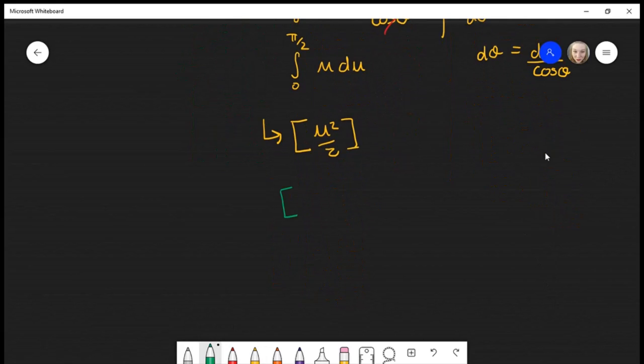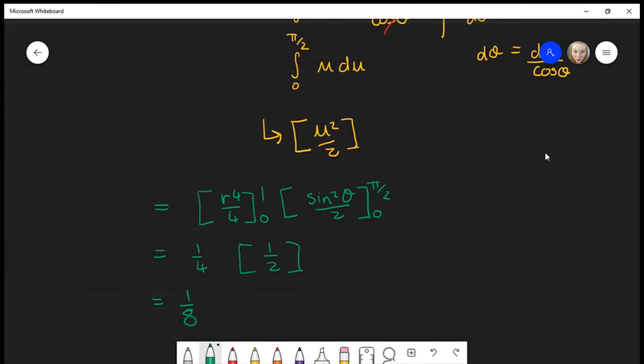we end up with sine squared theta over 2 between 0 and pi over 2. And this one was r to the 4 over 4 between 0 and 1. Therefore, this one, quite nice, just becomes 1 over 4. Sine squared theta to the pi over 2 just becomes a half. And then we're left with an answer of an eighth.